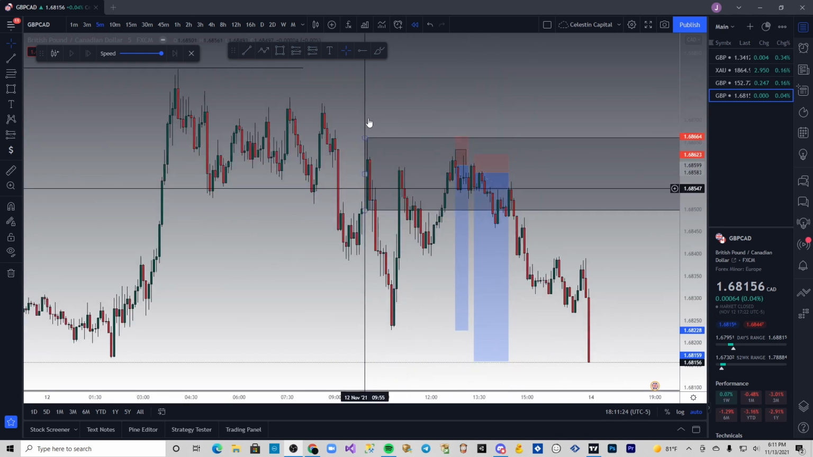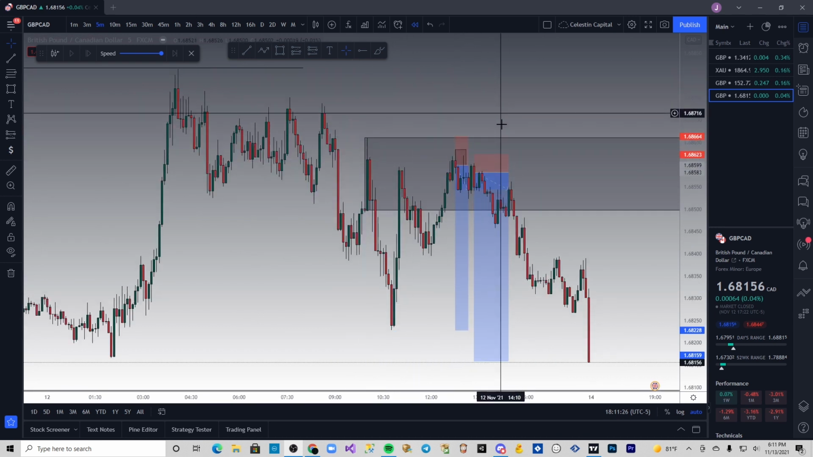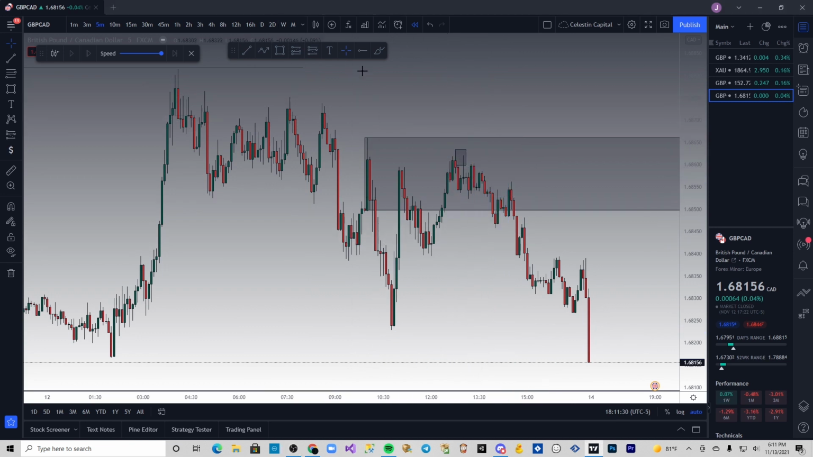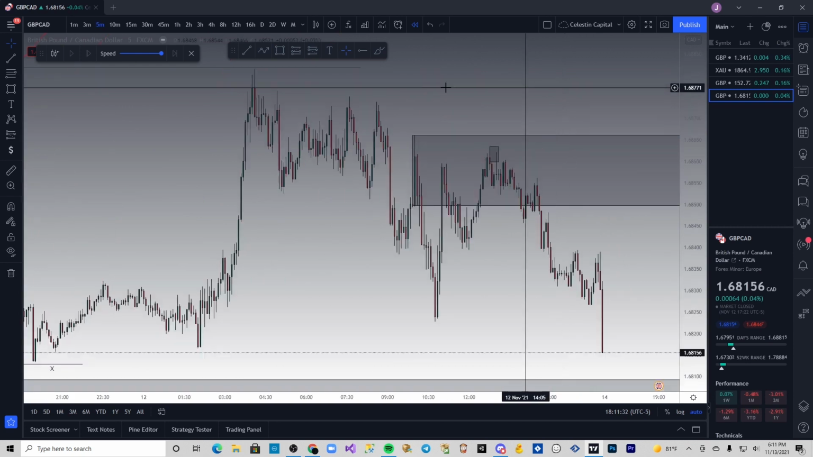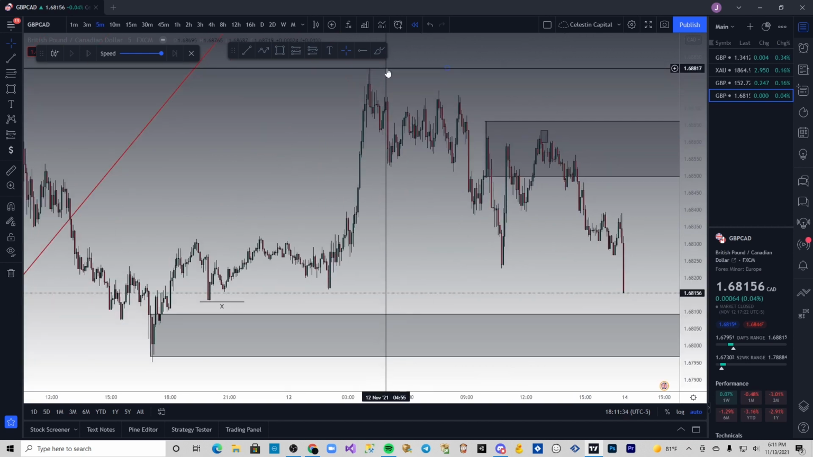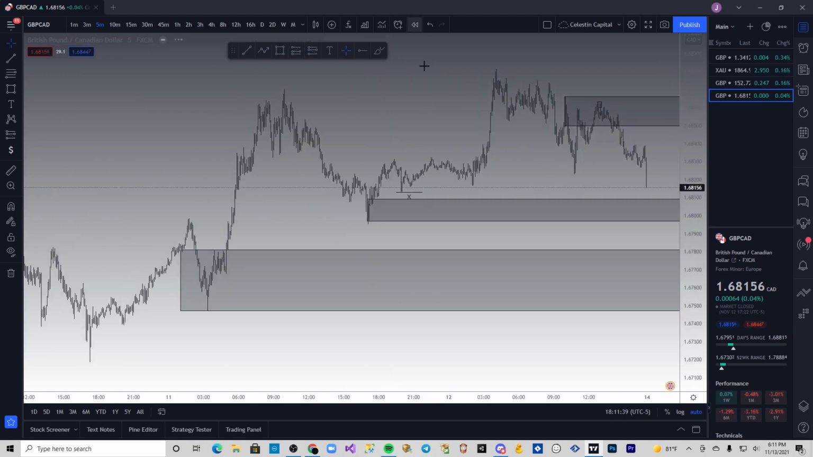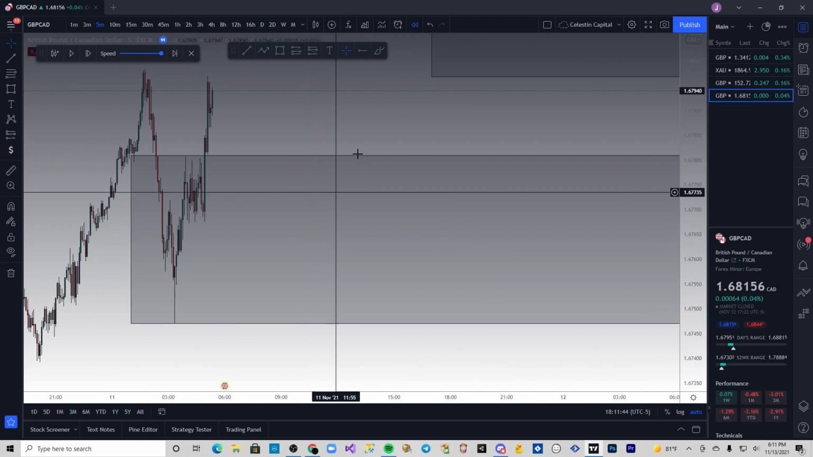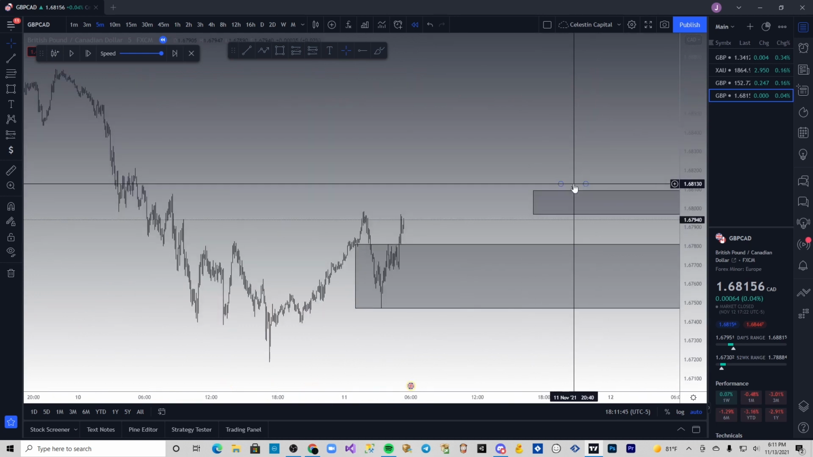So as you can see, I took multiple entries on this GCAD trade. Now I'm going to go step by step into the reason I took this trade. Let's go ahead and start from back here. Let me go ahead and delete this part right over here.